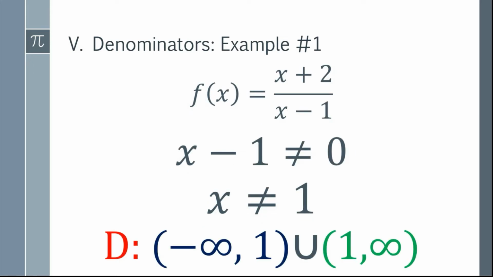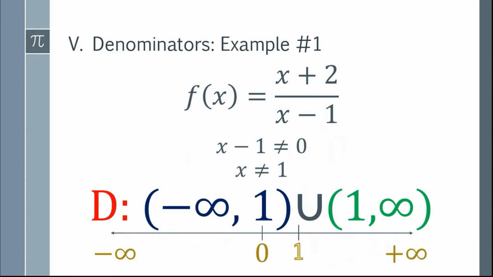Now for the domain, that will be parentheses, negative infinity to positive 1, union 1 and comma infinity. So all values of x are possible except for 1 for this kind of function. On a number line, put a circle on 1, don't shade it, and extend it to negative infinity and to positive infinity.